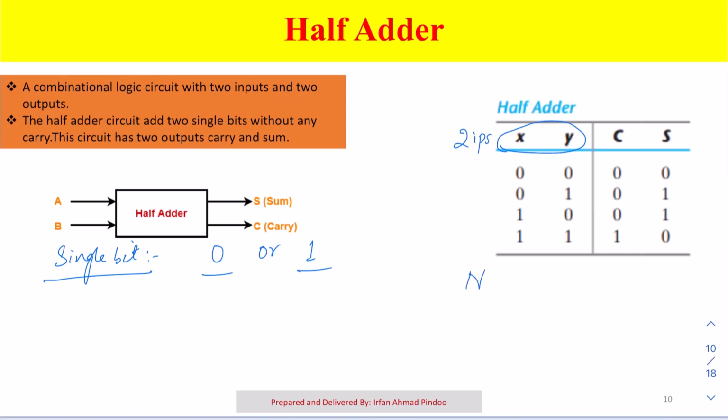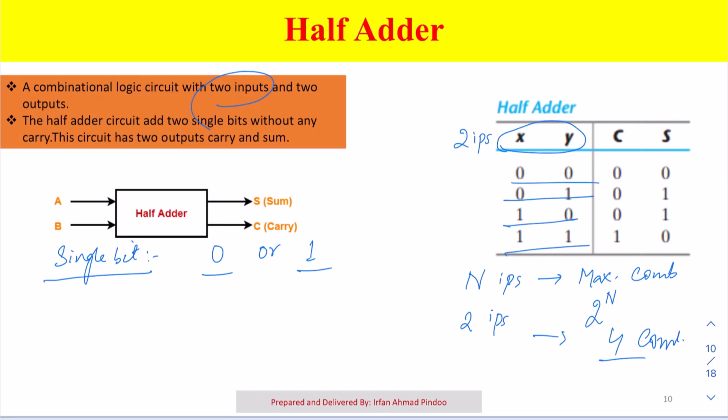You should remember, for n number of inputs, the maximum combinations that are possible at the output will be equal to 2 to the power n. So n is 2 here because we are having 2 inputs, right? So 2 inputs correspond to 4 output combinations, or you can say 4 combinations in the truth table. What are those 4 combinations? 0 0, 0 1, 1 0, and 1 1. It's like 0, 1, 2 and 3 in decimal.